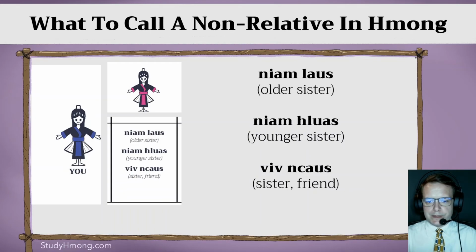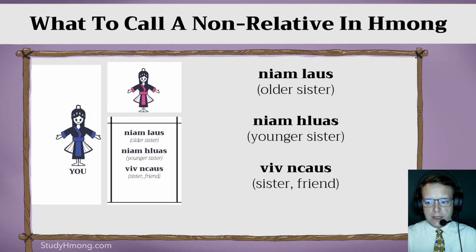If you met a woman the same age as you, roughly, if she was a bit older, you could call her Niet Lao. That's older sister. Or if she was a bit younger, you could call her Niet Lua. Another term that's very general and kind of unique for when women are referring to women is Vi Jiao.